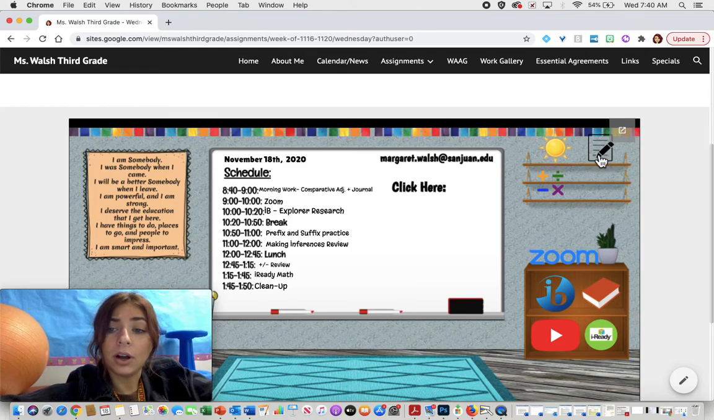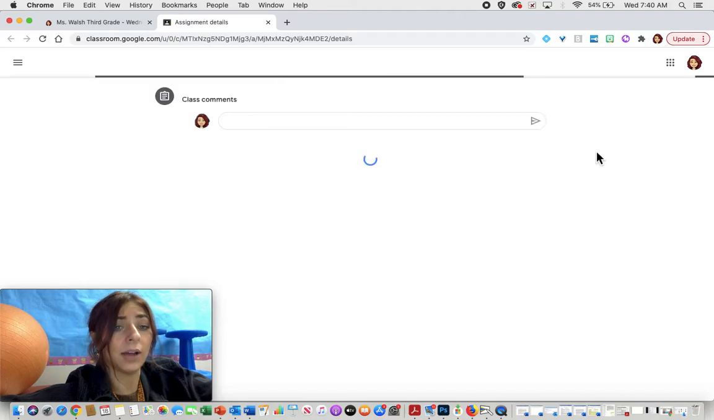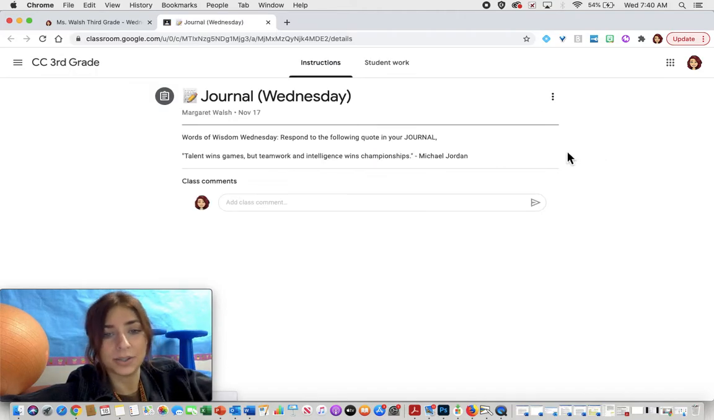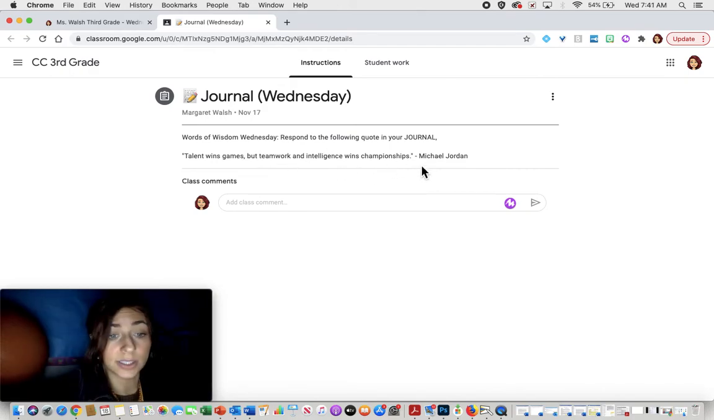Then we have our journal, and it is Words of Wisdom Wednesday, meaning we have a quote and we need to talk about what it means to us. So you're going to respond to the following quote in your journal. Talent wins games, but teamwork and intelligence wins championships.